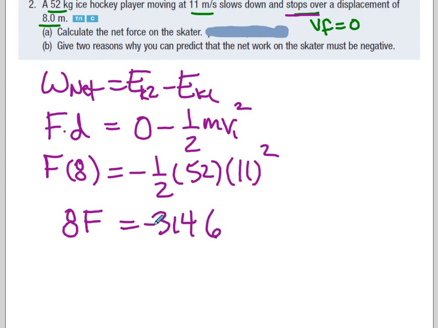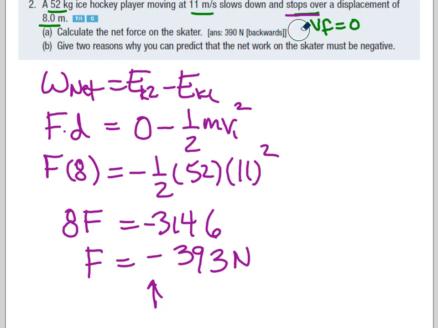Divide both sides by 8, and I would get negative 393 newtons. And again, why is this negative? Because the force is in the opposite direction to the motion, which makes sense because this force is going to stop the object from moving at 11 meters per second down to 0. And again, the book probably has a slightly different rounding. We're not going to get too panicked on that. They have 390, we have 393.